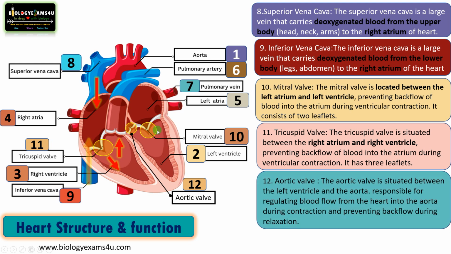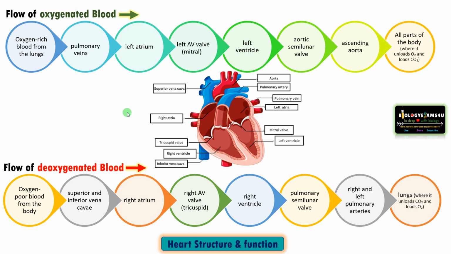It is situated between the left ventricle and aorta, responsible for regulating blood flow from the heart into the aorta during contraction and preventing backflow during relaxation. So these are the primary structures and their functions of the heart. Now I think you are clear with the structure and functions of different parts of a heart. Now let us see once again how the oxygenated blood and deoxygenated blood flows through the heart.